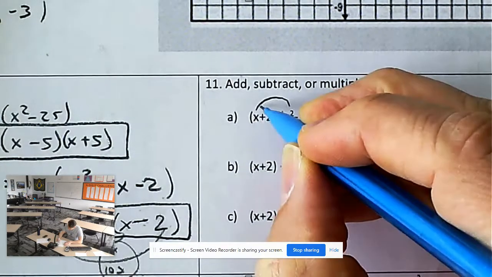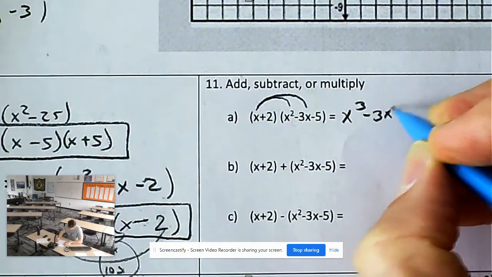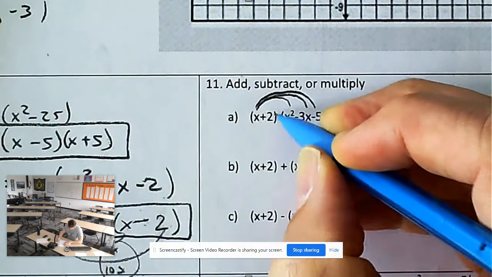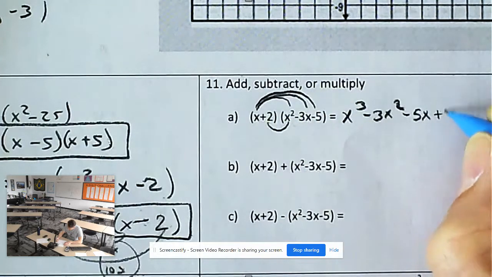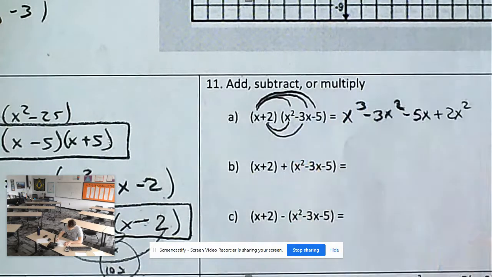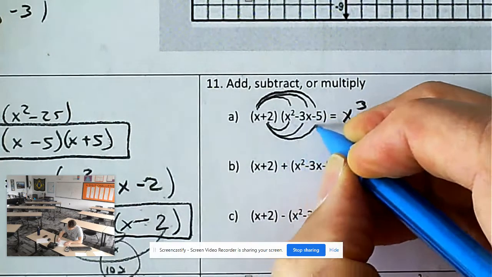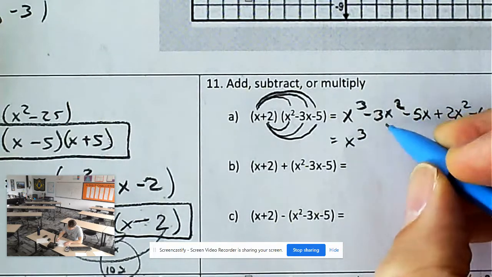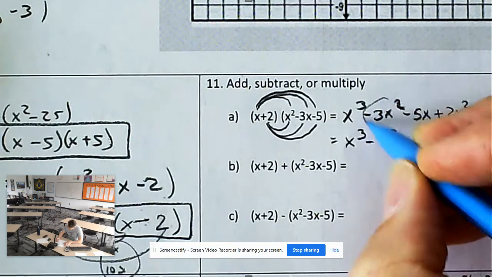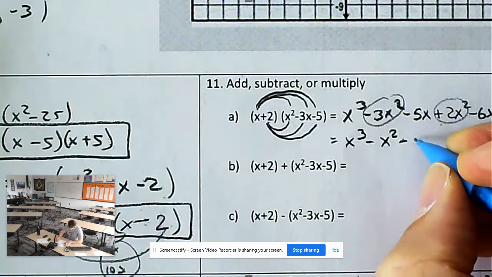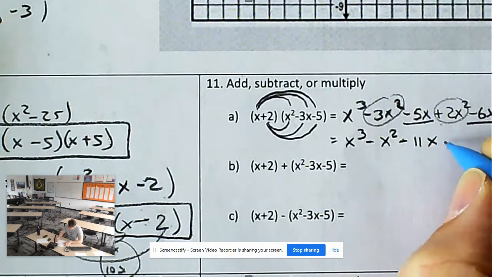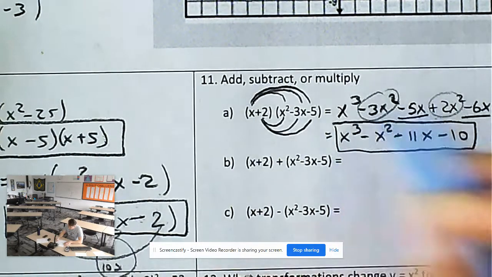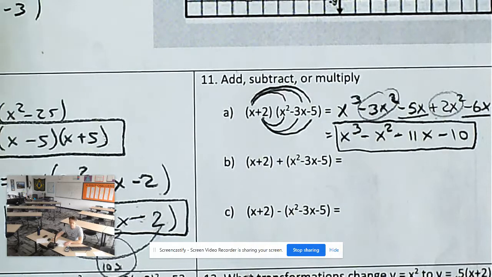So x cubed minus 3x squared minus 5x, then 2x squared minus 6x minus 10, which gives you x cubed minus x squared, because these two are like terms, minus 11x, because those two are like terms, minus 10. And that is as far as you can go. That's a 4-term polynomial, and it's cubic.